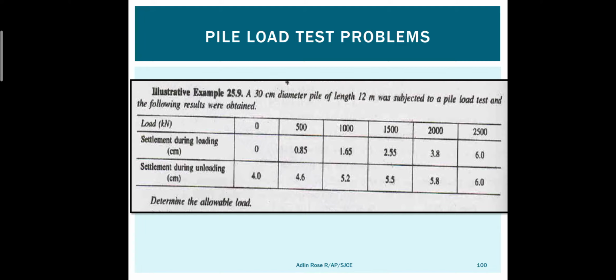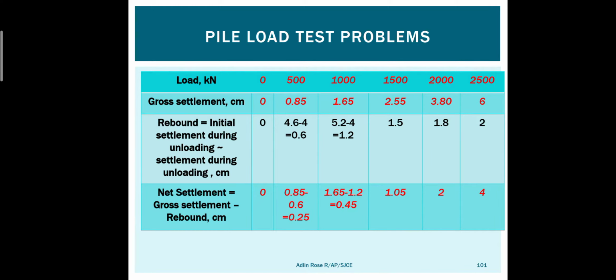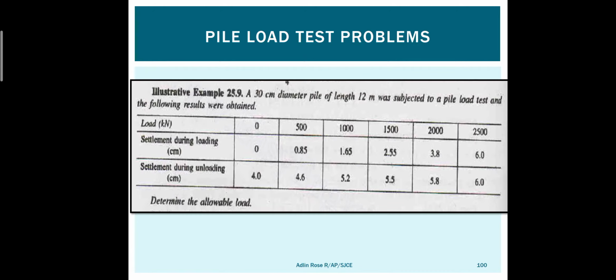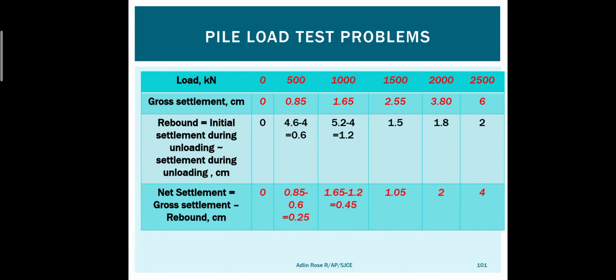Second is settlement during loading. What is settlement during loading? Total settlement, gross settlement. But here you should notice everything is in centimeter. So the gross settlement in centimeters, as such you write: 0, 0.85, 1.65, 2.55, 3.86. That is given in the question.